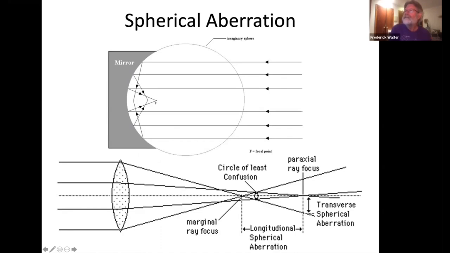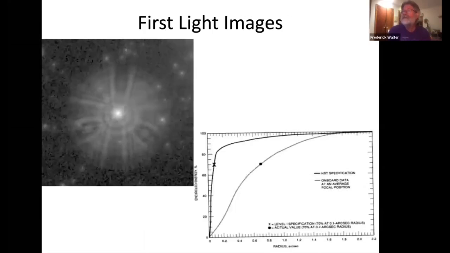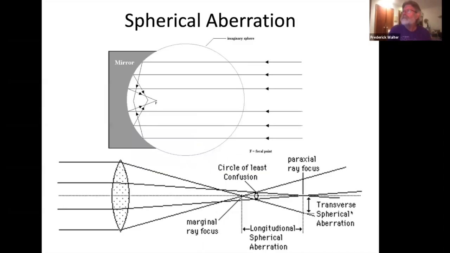From the edge of the mirror, the light focuses down here. From the center of the mirror, it focuses out here. And anywhere between here and here, some of the light is in focus. It's never all in focus, but some of it is in focus. So with the Hubble Space Telescope, when they went to this image and they tried to focus the light, they'd move the secondary mirror back and forth, and the image didn't change very much. You always had about 10% of the light in focus, and 90% of it was somewhere else. So that's the problem. There was spherical aberration in the mirror.